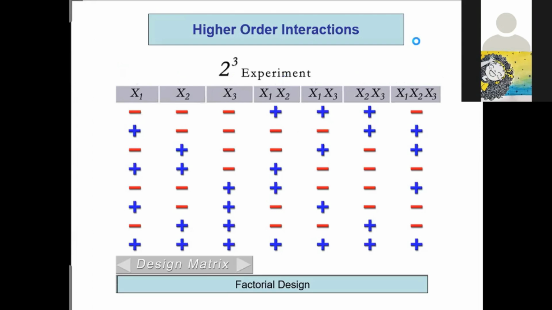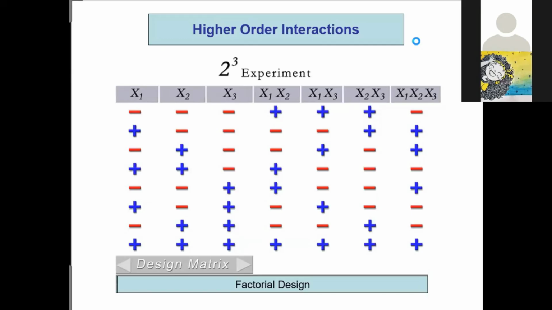This is called higher order interactions. So higher order interactions are basically AB, AC, BC, ABC. All of these interactions are called higher order interactions.